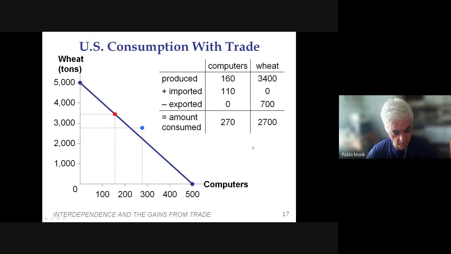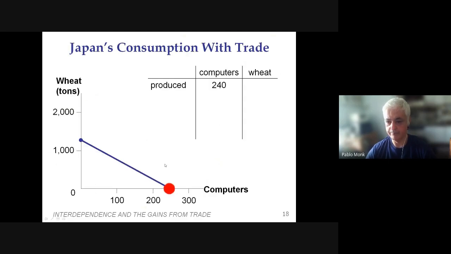Which means what? If you have access to more, what does that mean? All things equal, you have a better quality of life, right? Like Americans are just better off because they can play more video games and they can eat more noodles. Ooh, that sounds like a good life, right? Just eat noodles and play video games. So this means that their life is better. And we can look at the same story from Japan. Japan's line, before, if they are only making computers and no wheat, well, they didn't have any wheat, which was a big problem. But they imported 700 wheat and they exported 110 computers.